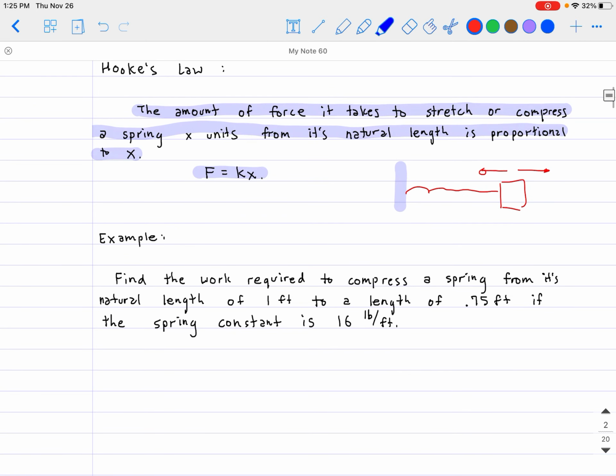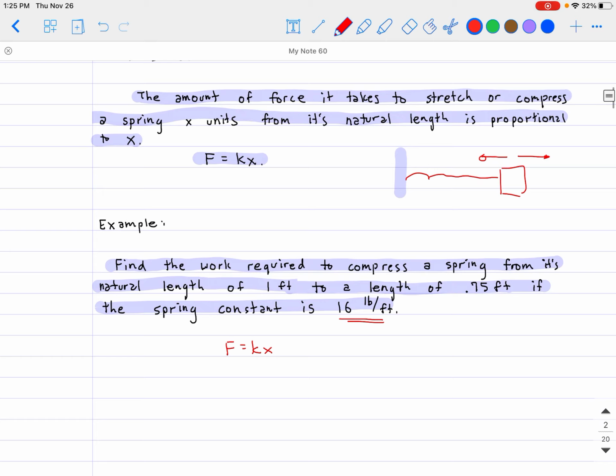So now let's apply Hooke's law into all of this. Here's what I want to do. I want to find the work that is required to compress a spring from its natural length of 1 foot to a length of 0.75 feet if the spring constant is 16 pounds per foot. So here, let's apply Hooke's law. We have, again, the equation F is equal to k times x. Fortunately, in this problem we know what the spring constant is, so that is given to us. That's going to be our value of k.